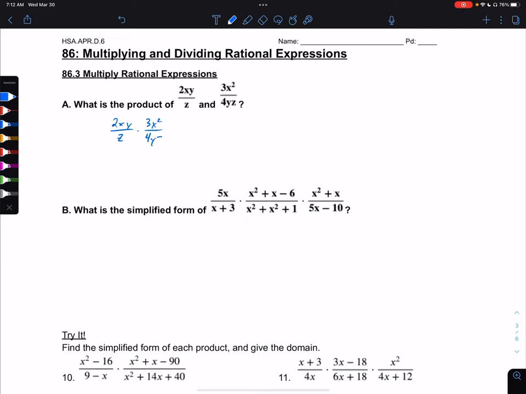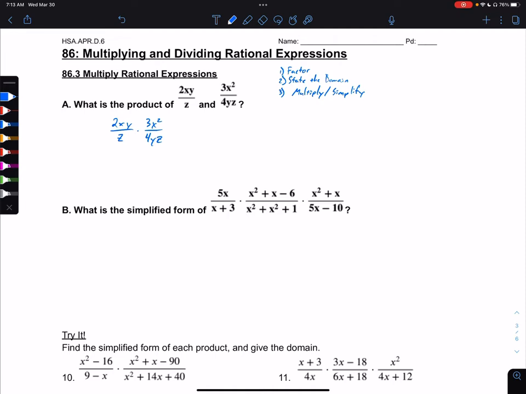over yz. Alright, so the steps are quite similar to what we did previously. The first step, we're still going to look to factor. Then we're going to state our domain. And then step 3, we're going to multiply and simplify. The multiply simplify step, you could simplify first and then multiply, or you can multiply first and then simplify. So that's why I'm going to combine those as one step.